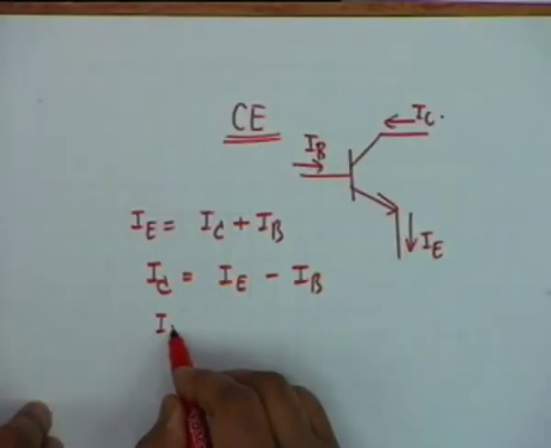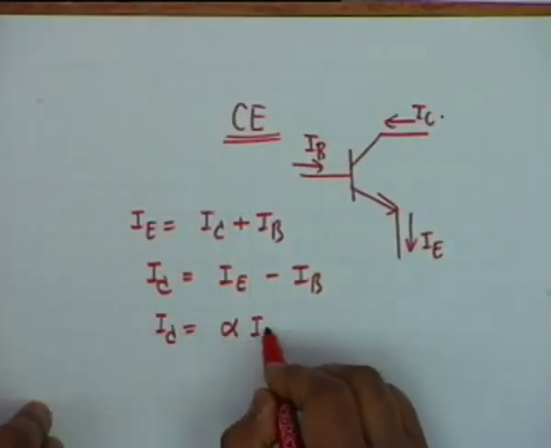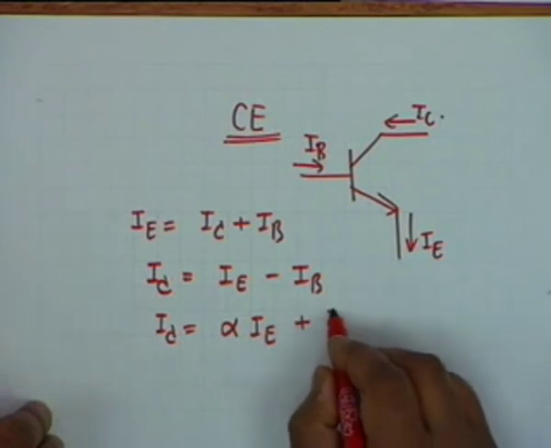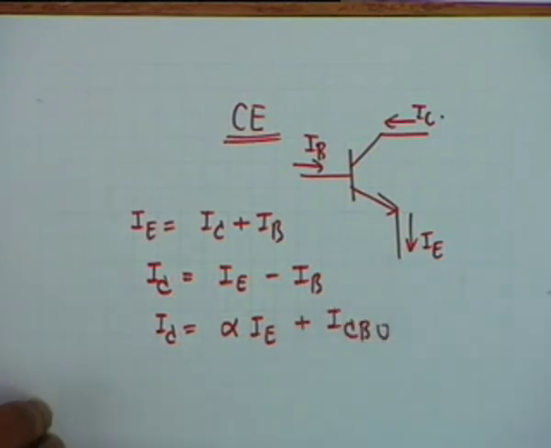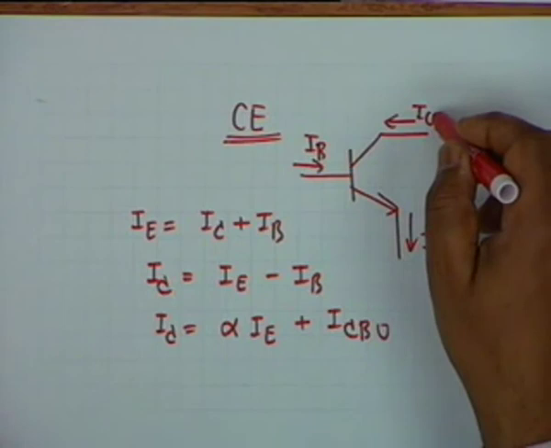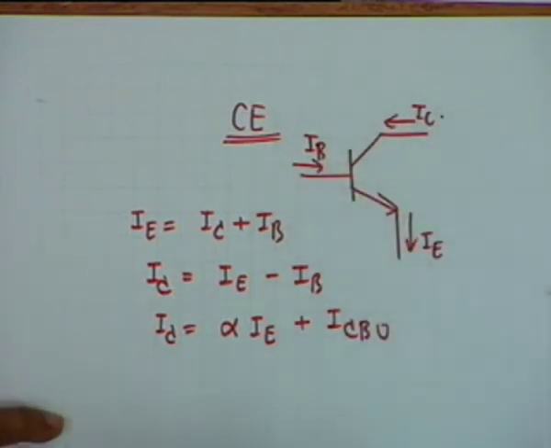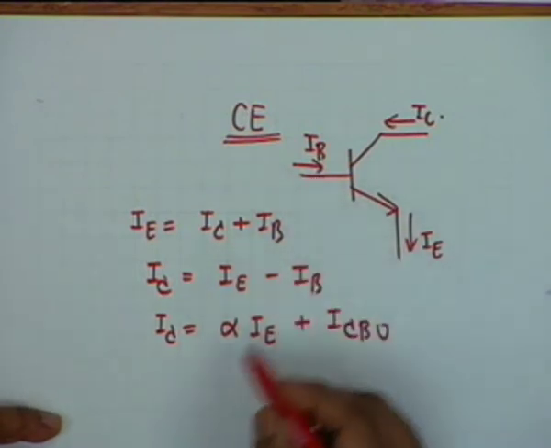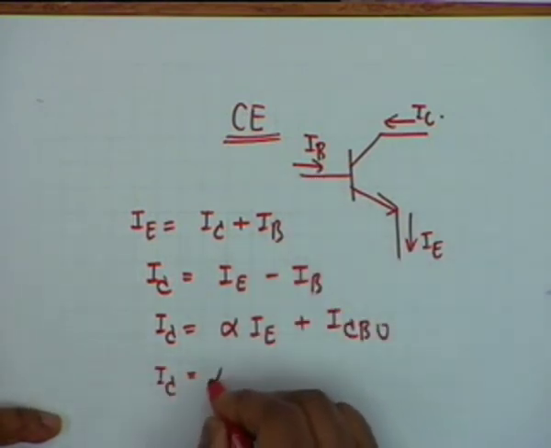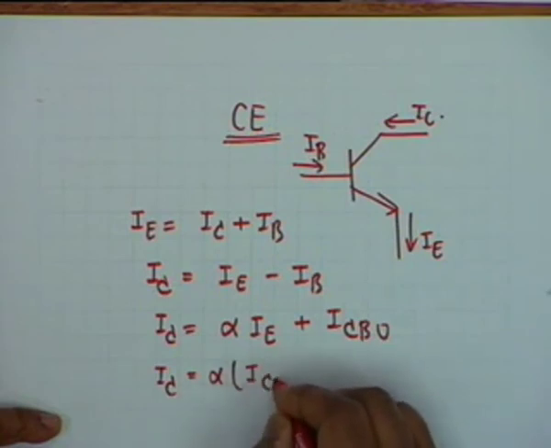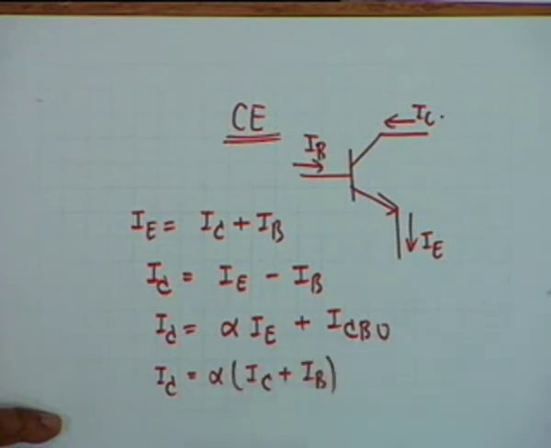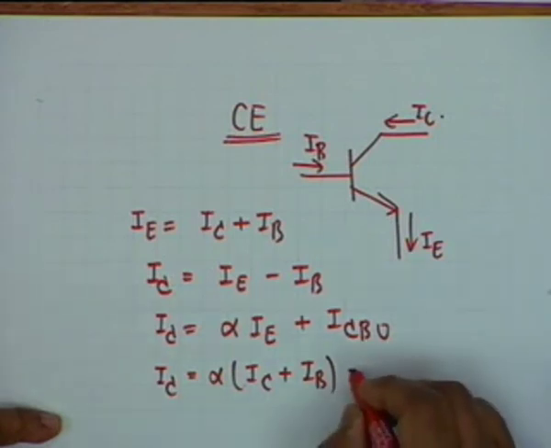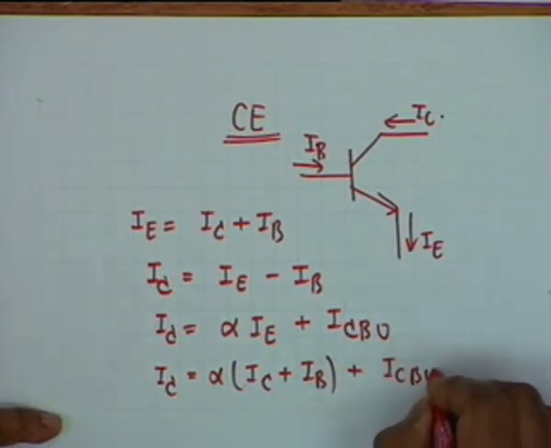You also know that I sub C is alpha I sub E plus I sub CBO. All right. What we want to establish is the relationship between I sub C and I sub B. We don't want I sub E into the picture, because the input current is now I sub B, and therefore I write this as I sub C equals alpha times (I sub C plus I sub B), plus I sub CBO.